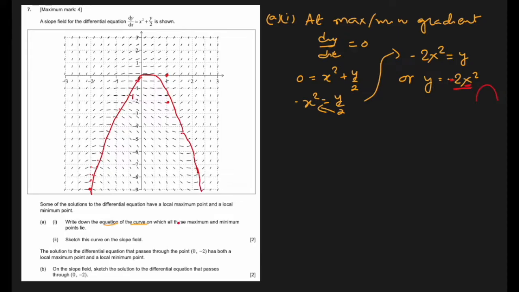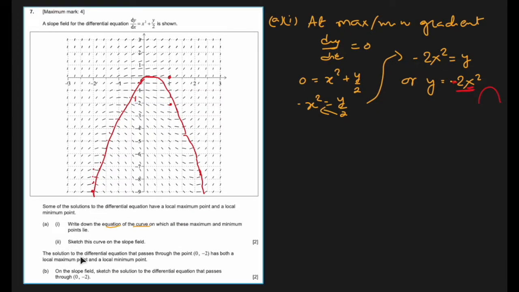These are the minimum points. Okay, now what? The solution to the differential equation that passes through (0, -2) has both a local maximum and a local minimum. So on the slope field, sketch the solution of the differential equation that passes through (0, -2). So (0, -2) is here, this one, and the dot which is passing through this is the solution, which is our focus.